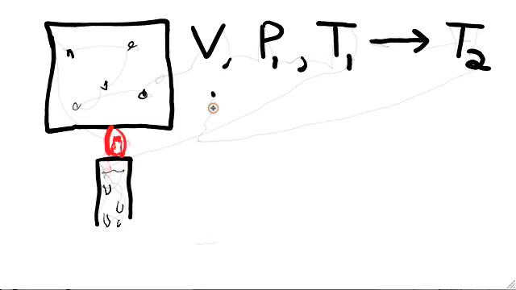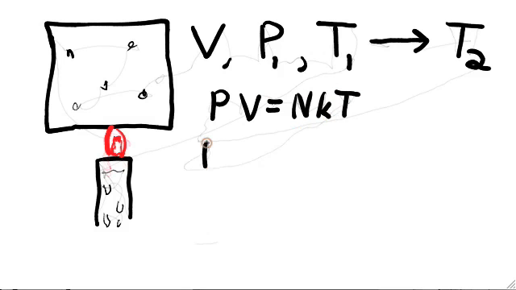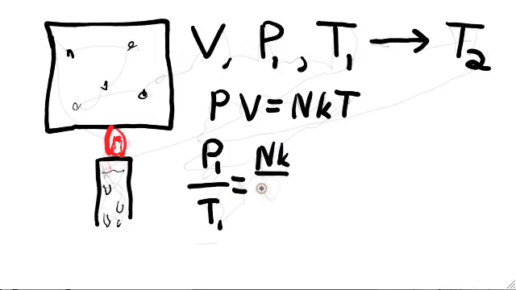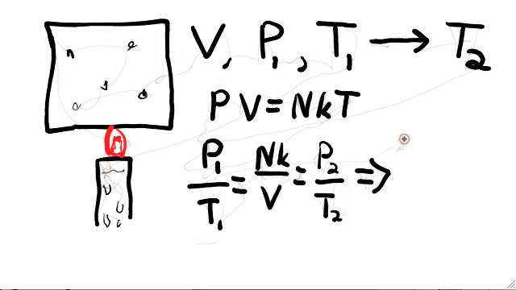We start by writing down the ideal gas law, PV equals NkT, and then rearrange the formula such that everything that changes is on the left-hand side, and everything that stays the same is on the right-hand side. So P1 divided by T1 equals Nk over V. But Nk over V is constant, so this is the same as the final pressure P2 divided by the final temperature T2. Now it's just a matter of solving for the final pressure P2, and we find that P2 equals T2 over T1 times P1. All ideal gas law problems work in basically the same way.